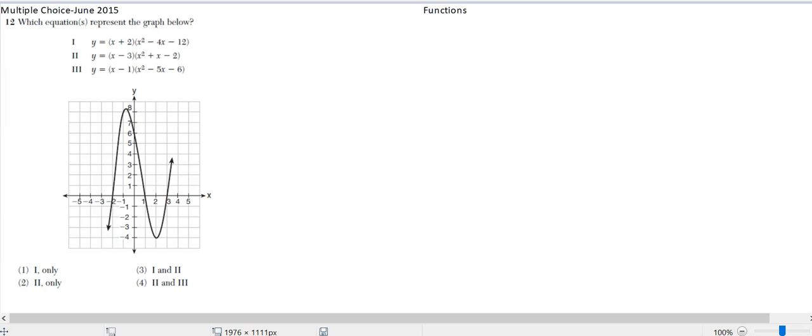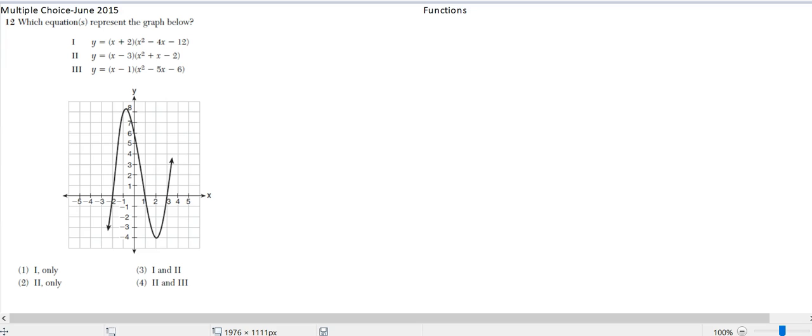This is a multiple choice Algebra 1 question from the June 2015 Regents. Which equation or equations represent the graph below? Then we have Roman numeral 1, Roman numeral 2, and Roman numeral 3, a graph, and 4 answer choices. So we have to find which of these Roman numeral 1, Roman numeral 2, or Roman numeral 3 has the same roots, the same zeros, the same x-intercepts as the graph.